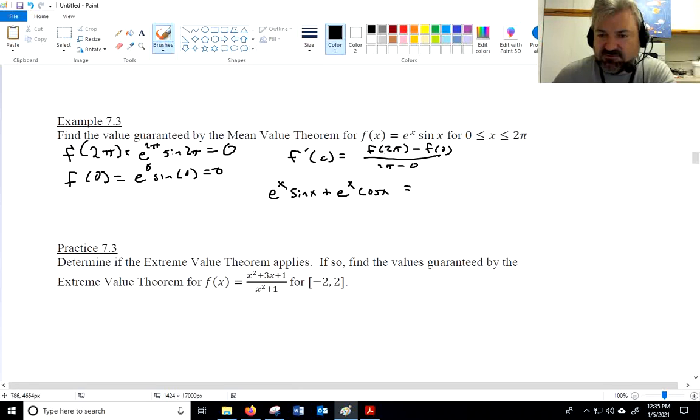And that needs to equal, well, we already discussed that f of 2 pi is 0, and f of 0 is 0. 0 minus 0 is 0. Well, that's handy because I can factor out an e to the x.